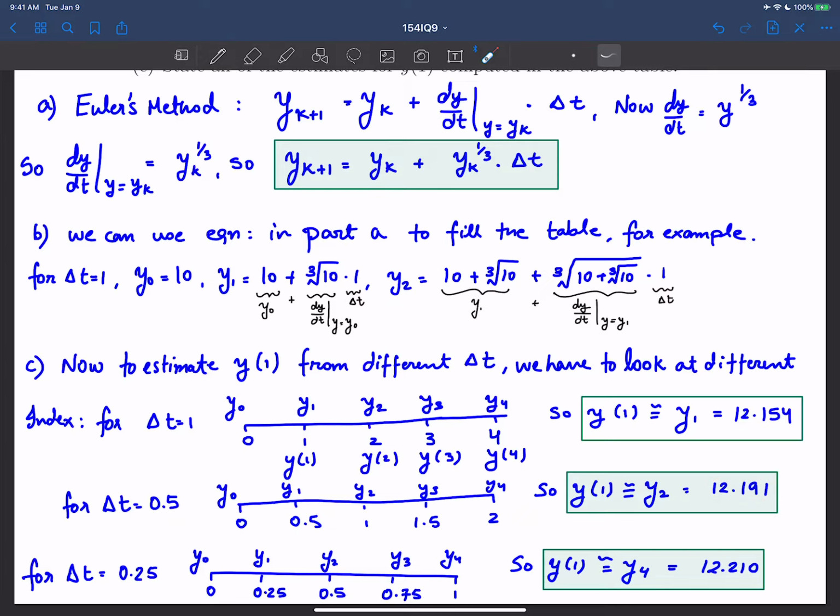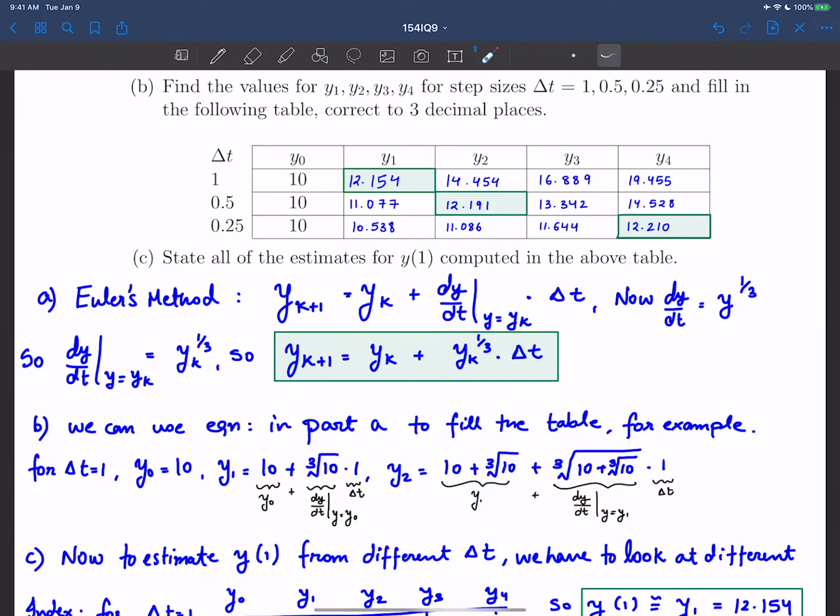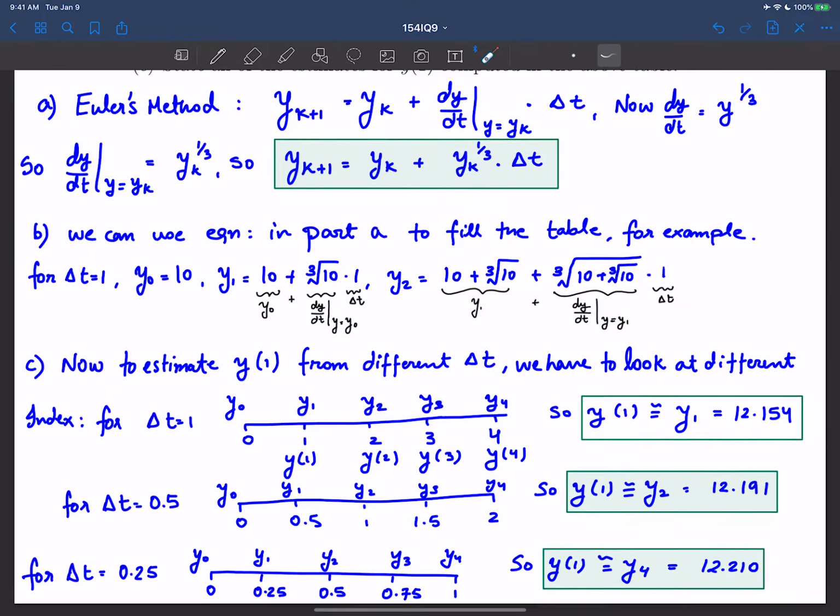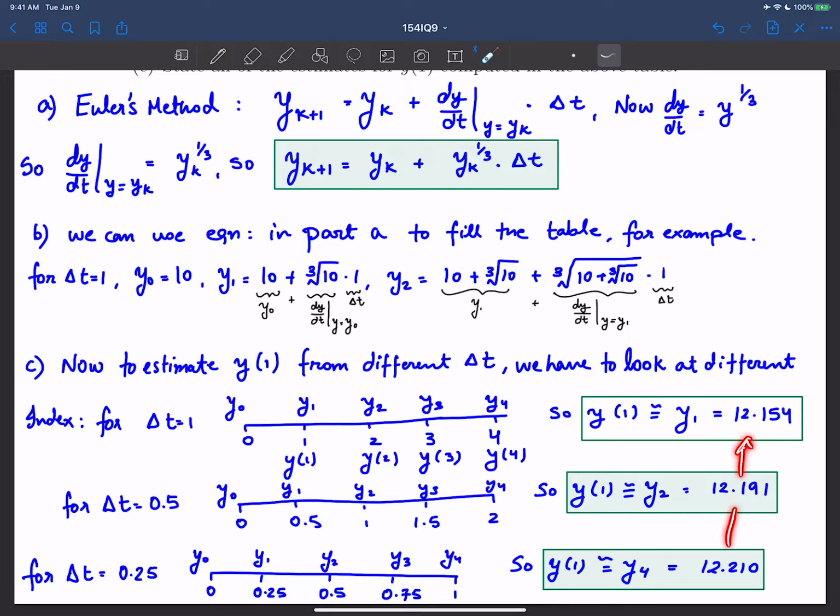And now for the last one, when you have delta t equals 0.25, all of these steps will have a difference of 0.25. And the value of y of 1 is going to be estimated by y4 of the last row. So y4 of the last row is 12.210. And that's how these are estimated. Now you see they're very close to each other, okay? Because all of these values are going to be somewhere like 12.14, 12.2, somewhere there. And the reason why they're so close is because we're trying to estimate the same value, but in different numbers of steps.